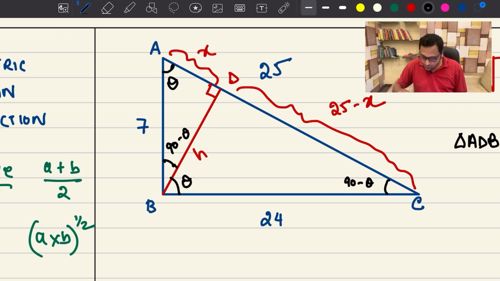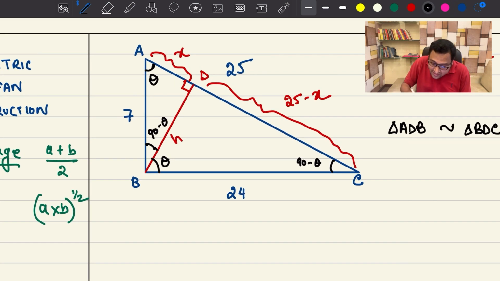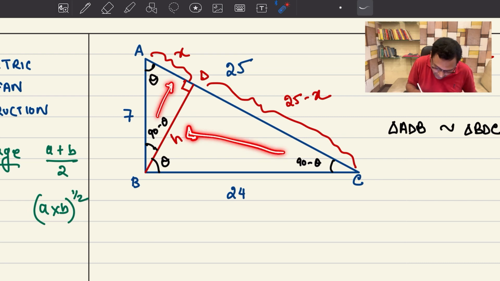Okay? So we have these 2 triangles as equiangular. Hence, they're similar, which means their ratios of corresponding sides are proportional. I've said this many times. What do corresponding sides mean? Corresponding sides mean you look at the sides opposite to the equal angles. So let's do that. Let's look at the side opposite to 90 minus theta in both of these triangles.